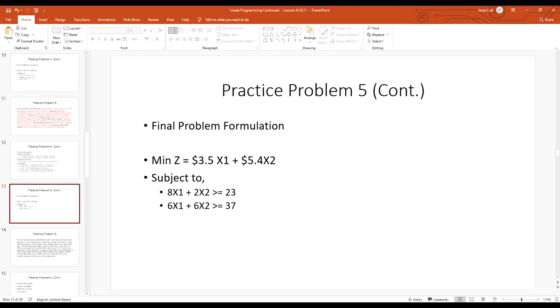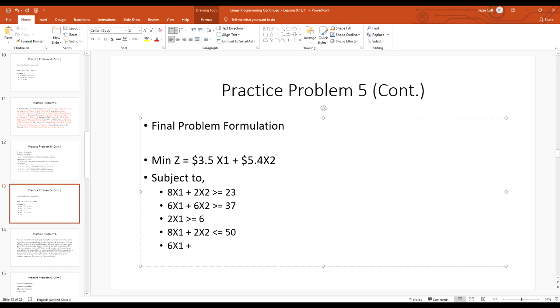So then we come here, we do our third one, and that's only 2x1 must be greater than or equal to 6. Those are constraints 1, 2, 3. Then we have the 2 maximum amounts. So 8x1 plus 2x2 must be less than or equal to 50 units. We do the same thing here. 6x1 plus 6x2 must be less than or equal to 70 units.